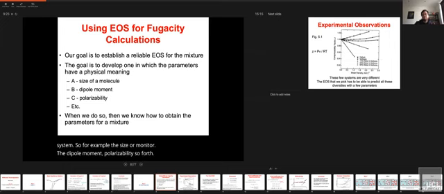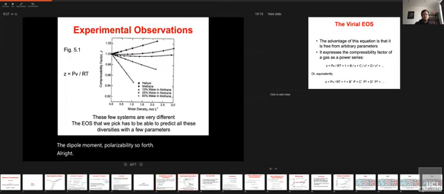All right? So let's go back to some experiments. So this is the compressibility factor of a mixture plotted as a function of the molar density. So what you see, and there are several systems in this graph. There is helium over here. There is methane is probably this one over here.